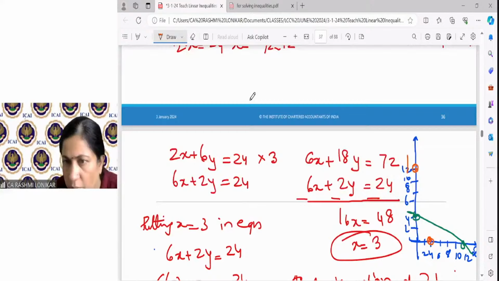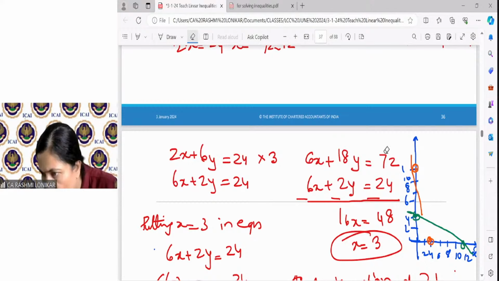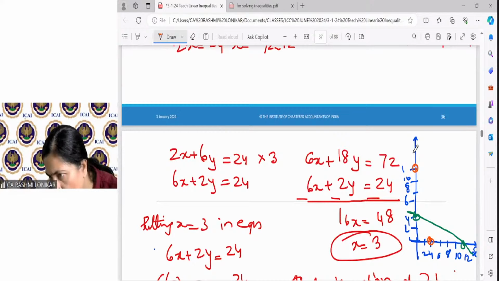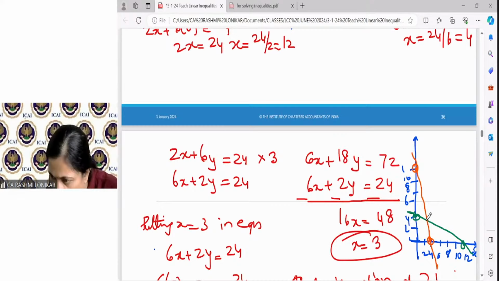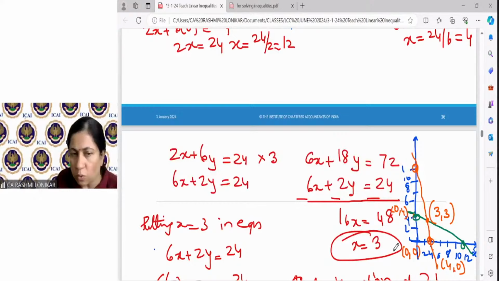So, I will just do this. This line is not coming, okay. I have to draw between the two orange points, okay. Yes. And what is this point? This is 3, 3. Okay. What is this point? 0, 4. This is 3, 3. What is this point? 4, 0. And this is 0, 0. Okay. So, 1, 2, 3, 4. 4 points are there.